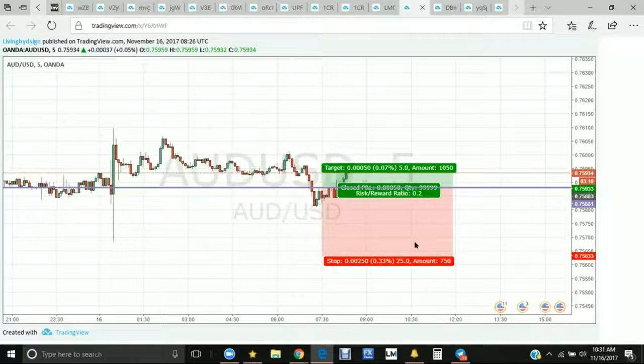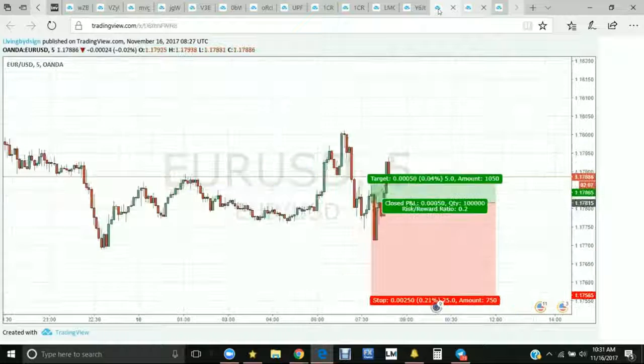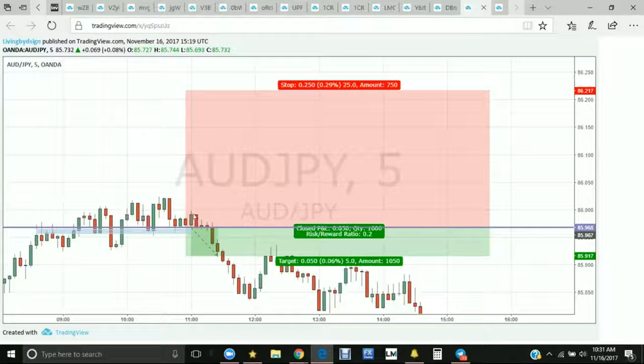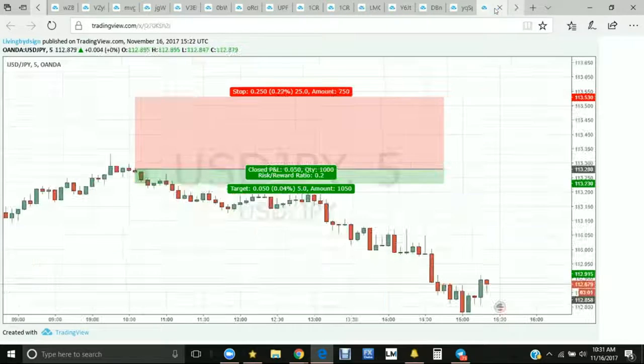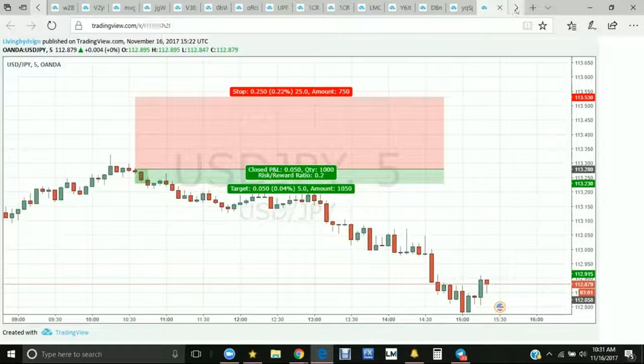Here's where I'm doing 5 and 25. That's basically what I'm doing every time now, 5 and 25. I'm giving it plenty of room to breathe, and sometimes it needs it, sometimes it doesn't. Came in, went straight to take profit. All right, guys, so UJ, straight to take profit.